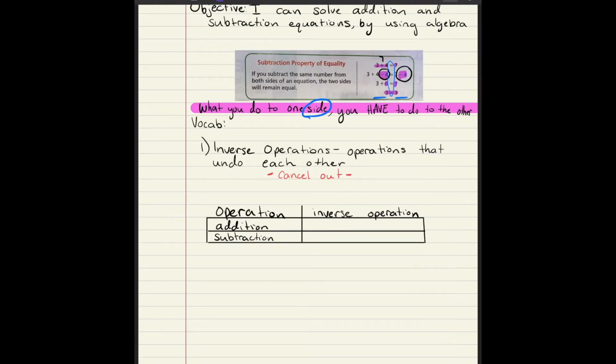All right, our vocab word is inverse operations, which is operations that undo each other or cancel out. That's what we're going to use. We're going to use the word cancel out. So what operation would cancel out addition? Subtraction, right? And what operation would cancel subtraction? Addition.